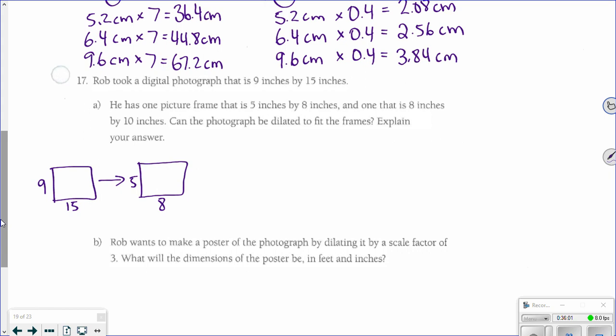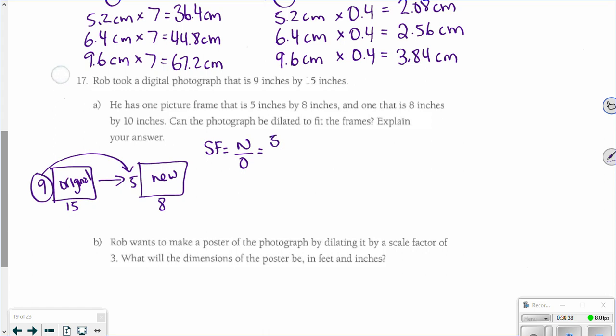And if what I want to do is calculate my scale factors for all of my matching sides, and if my scale factors match, then this picture will perfectly fit in those frames. If it doesn't match, then it's not going to fit properly. So when I compare my 9 and my 5, this is my new, this is my original. So to calculate my scale factor, it's always the new side divided by the original side.